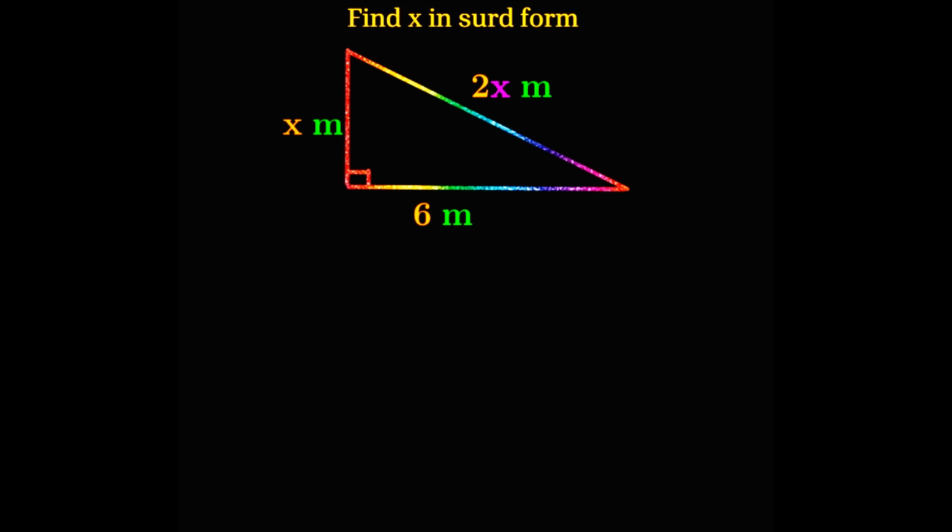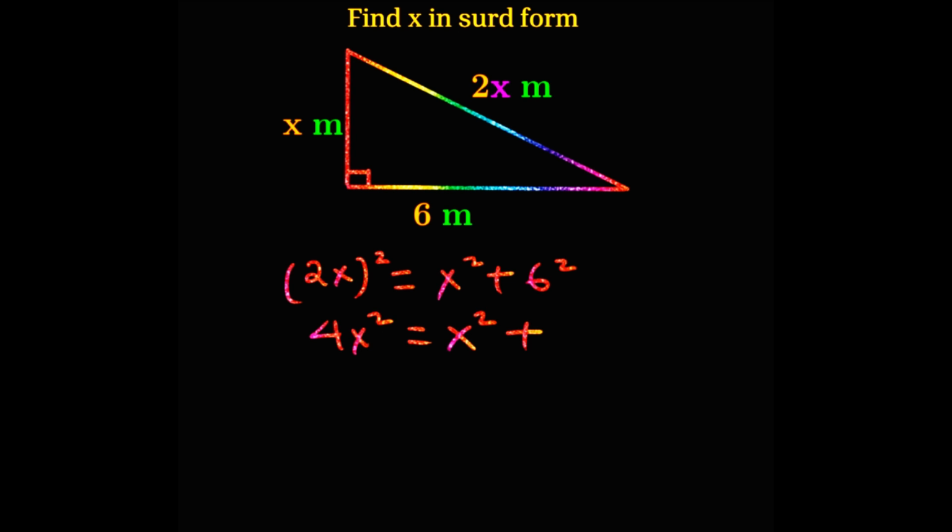So according to Pythagoras Theorem, you take the hypotenuse, that is the longest side, squared, then it is equal to the square of the other two sides. So in this case, our hypotenuse is 2x. So when we take the square of that, then that should be the same as the sum of the squares of the other sides. So this is 4x squared, that is equal to x squared, plus 6 squared is 36.